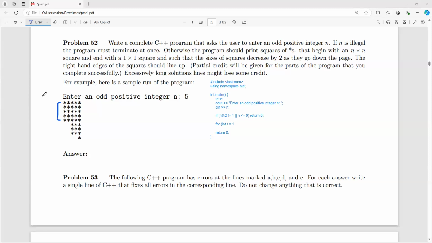So this first one is going to be a 5 by 5. This is a 3 by 3. This is a 1 by 1. So I'm assuming you go down by 2 each time.